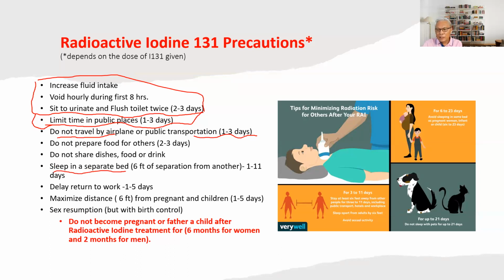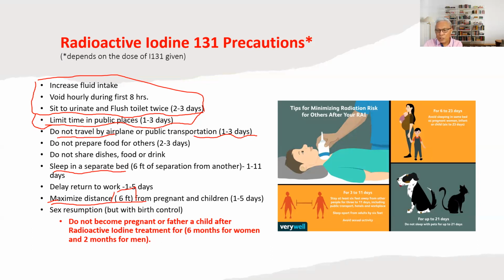And when they eventually are going to, what do you call that, sleep with somebody, they need to have a 6 feet separation from one another for at least 11 days. They could not go back to work for at least 5 days. And we want to have a greater distance. You remember 3 feet as a general rule, but 6 feet for pregnant women and children.